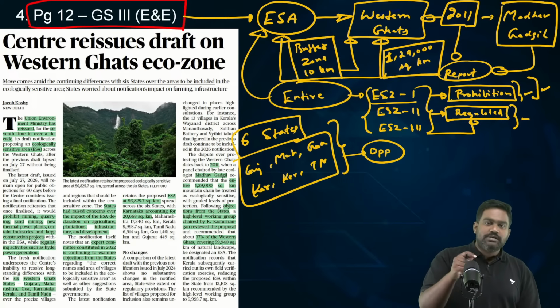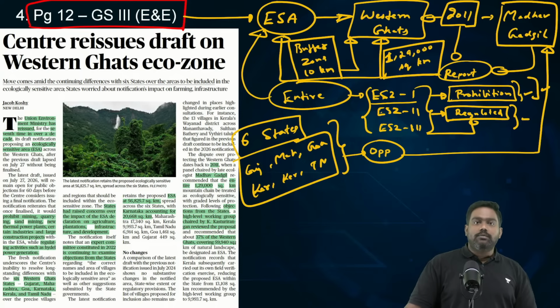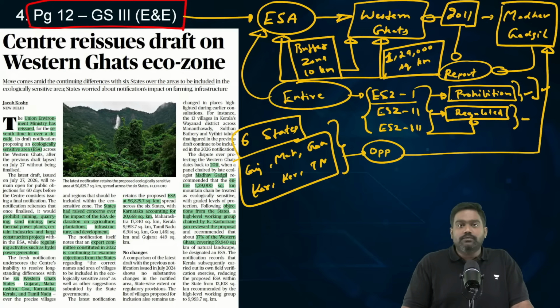The farmers, industry unions, even the state governments, they all opposed the Madhav Gadgil Committee recommendation because this would cripple the economy of these states. It would have a serious impact on agriculture, development, infrastructure creation, and it would have a devastating impact on the economy of these governments as well.